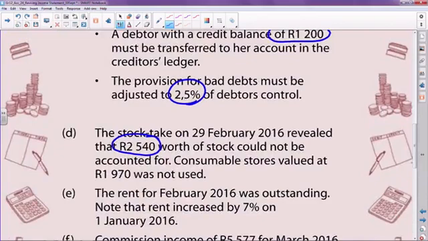Right. At the same time, you are told consumable stores valued at 1970 was not used. Aha, was not used. So therefore, what do we do? Go back to my consumable stores.